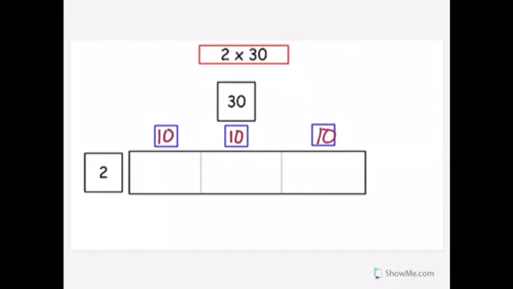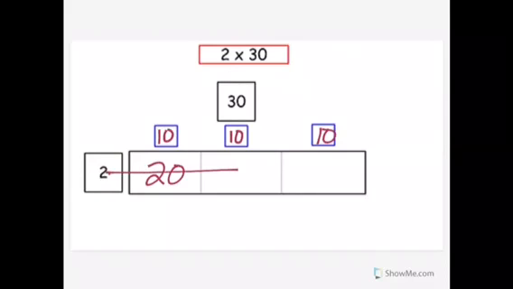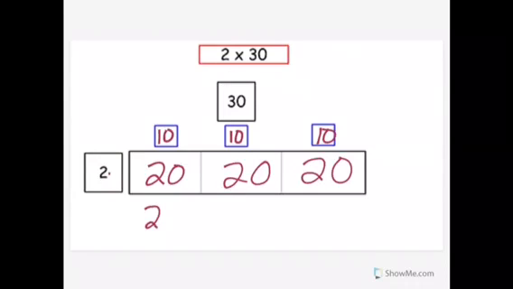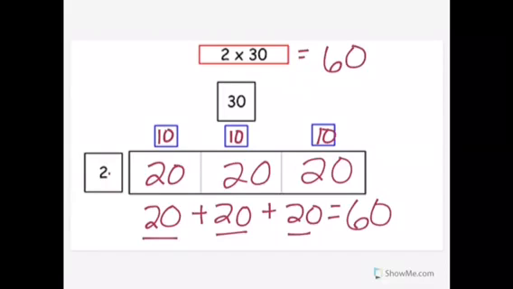So I'm going to think to myself, okay, what is 2 times 10? Well, that is 20. Then I'm going to think, what is 2 times 10? Well, that is 20. And what is 2 times 10? That is 20 again. In this particular array, I'm going to add my 3 20s. I know that that will equal 20, 40, 60. The answer to my equation is 60.